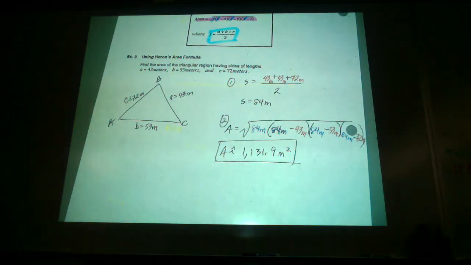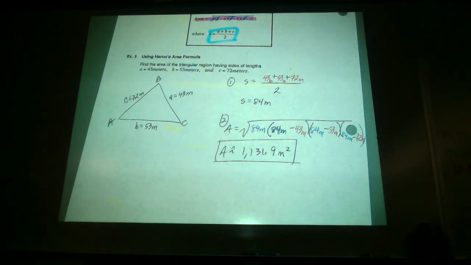Questions? Are we good with that? Yes. No. But don't forget to put in your units of measure. Area is always squared units. I'm just proving to you why.